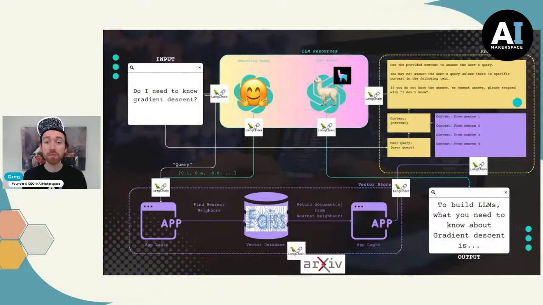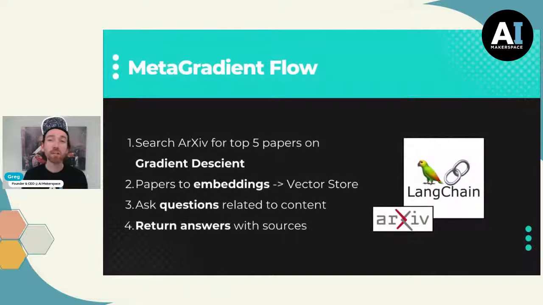So just so you understand the flow here, let's call it the meta gradient flow. We're going to search for the top papers on gradient descent. We're going to turn those papers to embeddings, put those in our FAISS vector store. That's going to allow us to ask questions against our content and return answers that are not hallucinations. They are not confabulations. They are fact checkable.